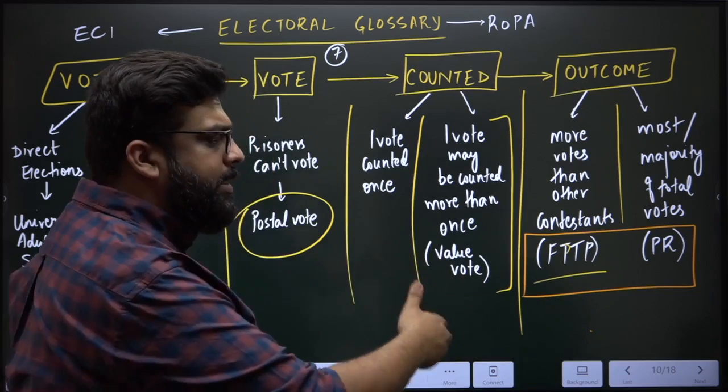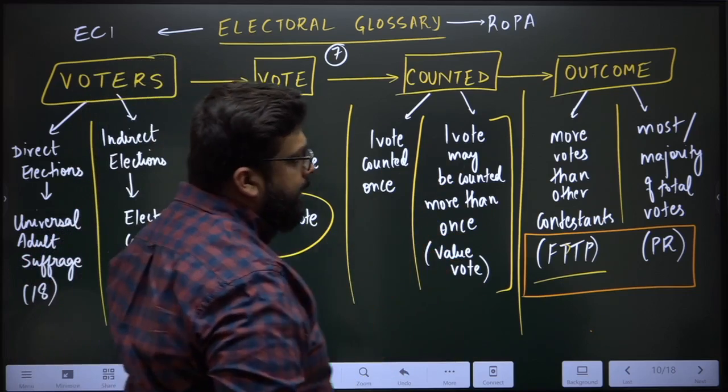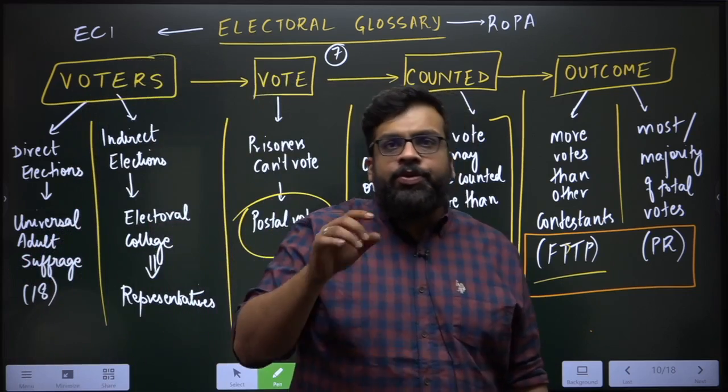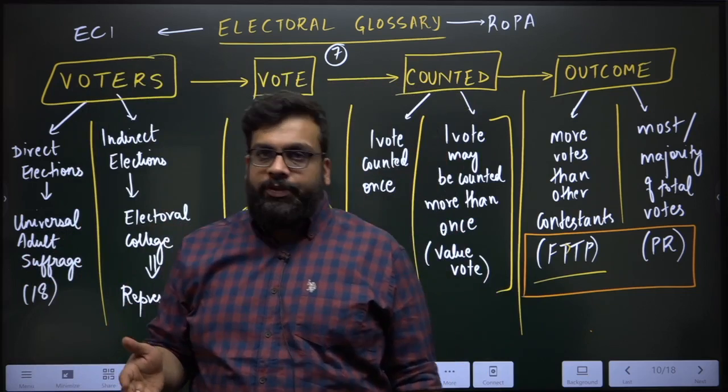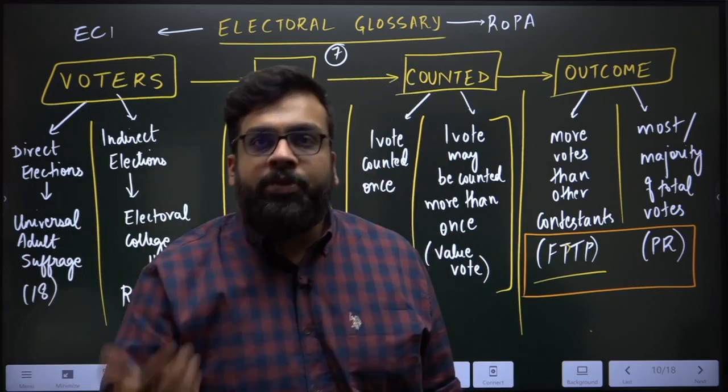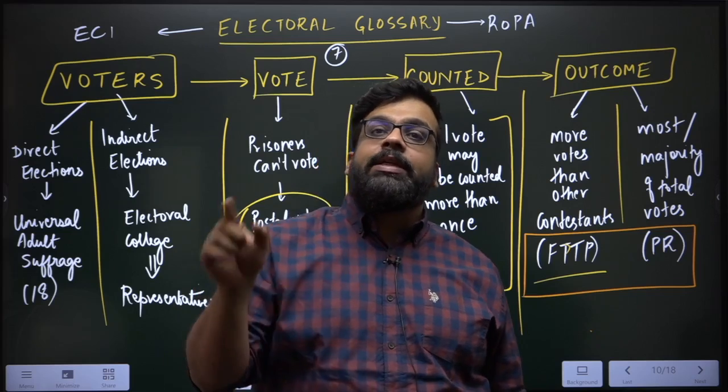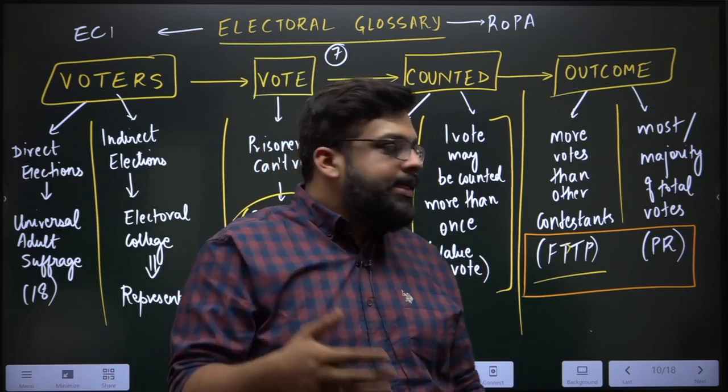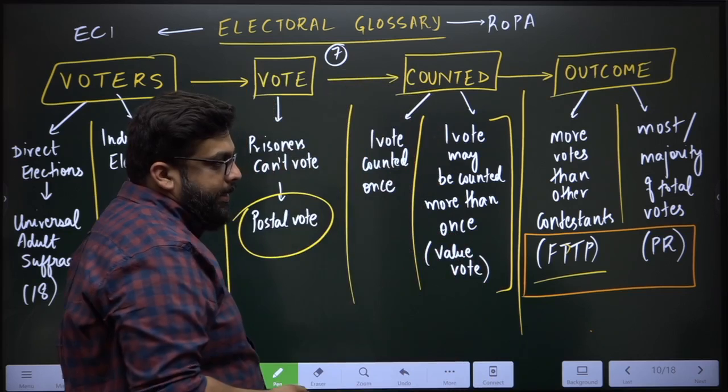We'll do a deeper analysis of this in the next slide. And the second is, you've gotten a majority of the votes. You've gotten most votes. If there were 10 votes, you've gotten 6. That is called proportional representation.